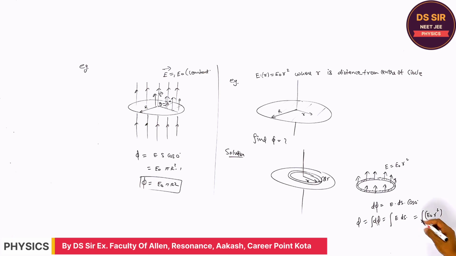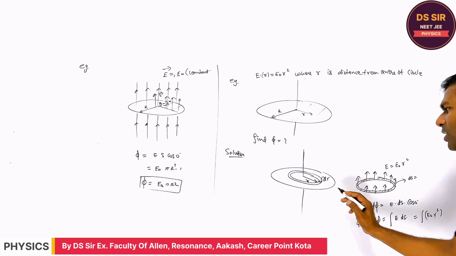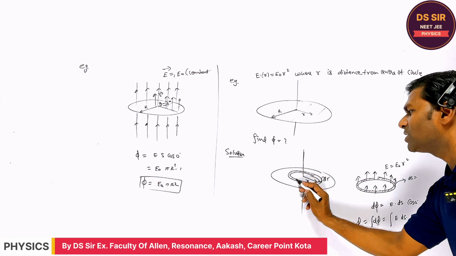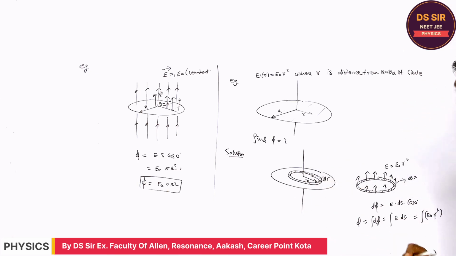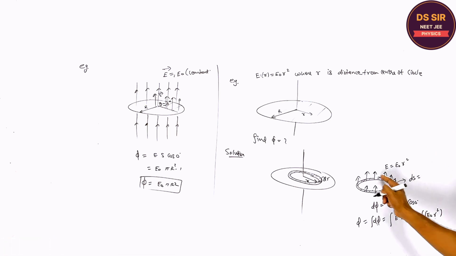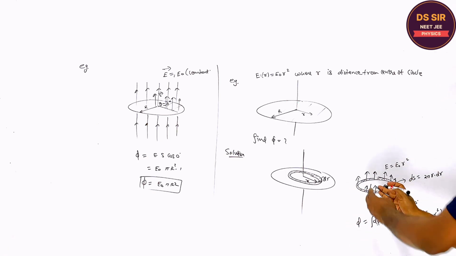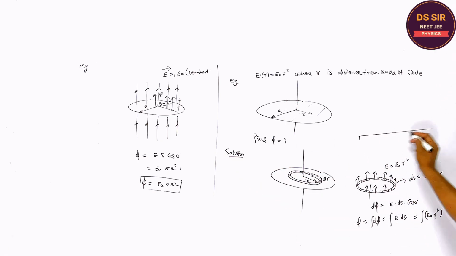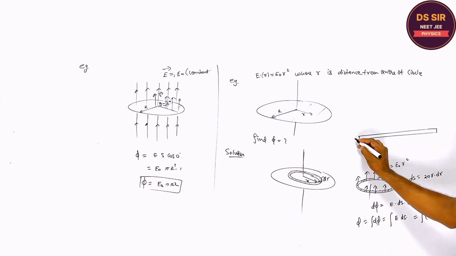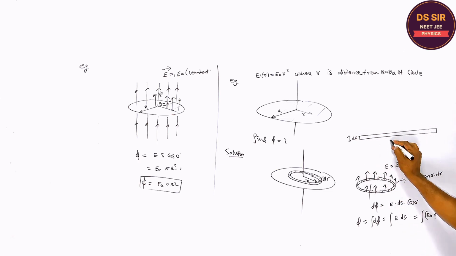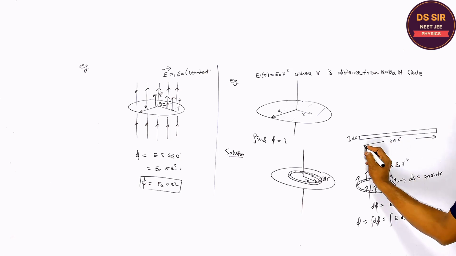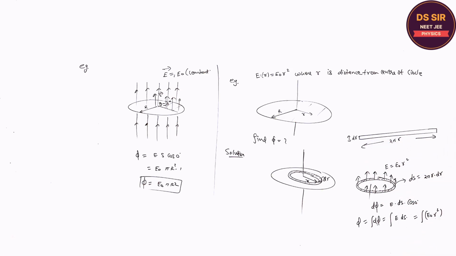All right. And what is the ds vector? The ds vector is nothing but the area of this elemental ring. What is that? The area is length 2 pi r into width dr. When you cut this and extend it, the width is dr and the length is 2 pi r. So area is nothing but 2 pi r dr.